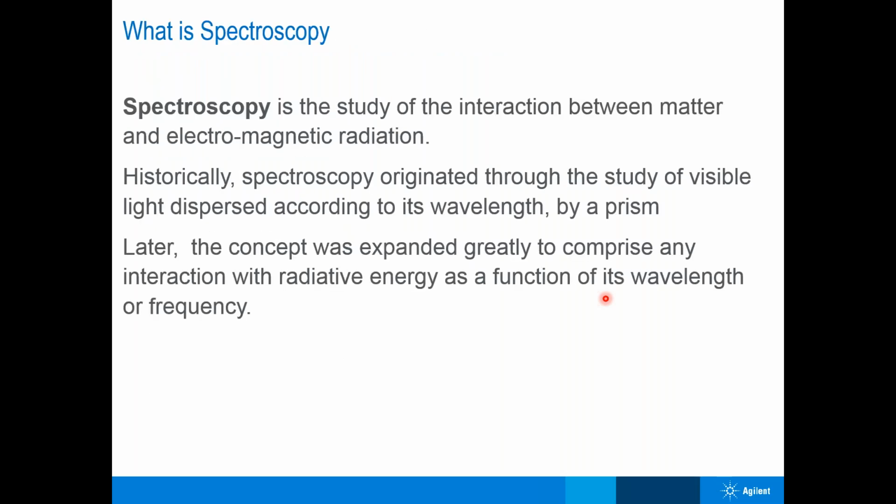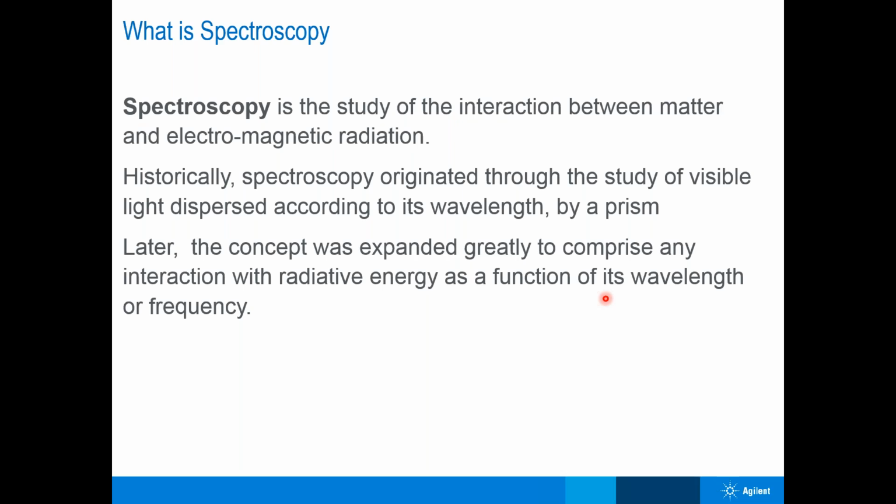So first, what is spectroscopy? Spectroscopy is the study of interaction between matter and electromagnetic radiation. You can also call it the interaction between light and matter. When there is an interaction between light and atom, it is called atomic spectroscopy, for example AAS. And when there is an interaction between light and molecule, it is called molecular spectroscopy, for example UV. In the next slides, we will study atomic spectroscopy with respect to atomic absorption and atomic emission.